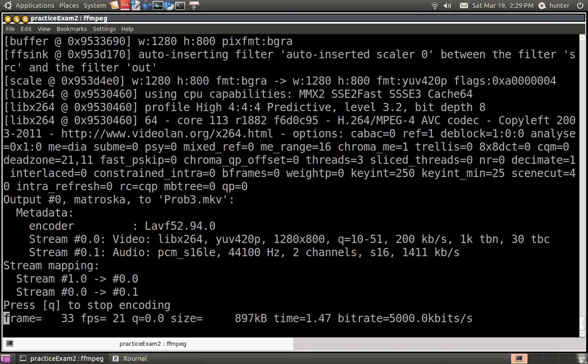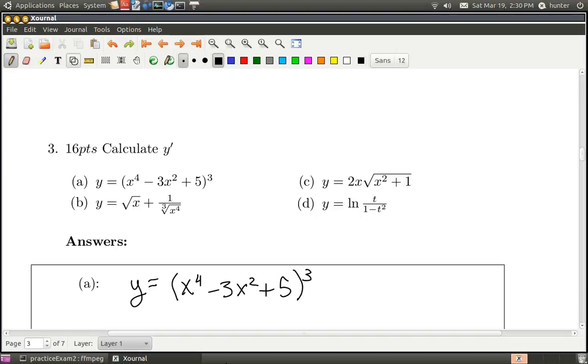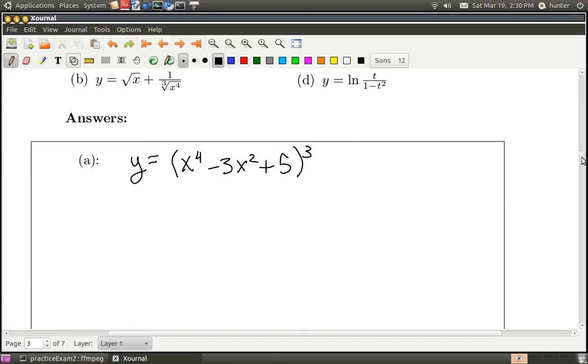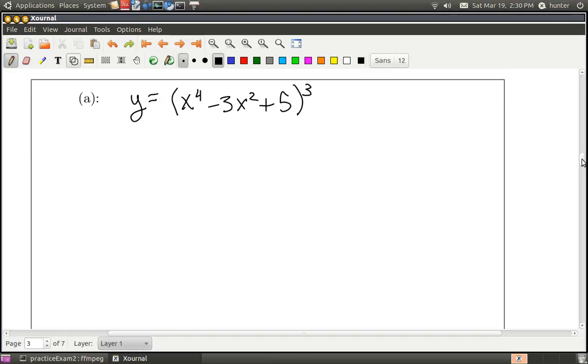So let's do problem 3 on the practice exam. It is just doing some derivatives, and so let's just get started. We have to use the chain rule here for all of these. Alright, so what is y prime?